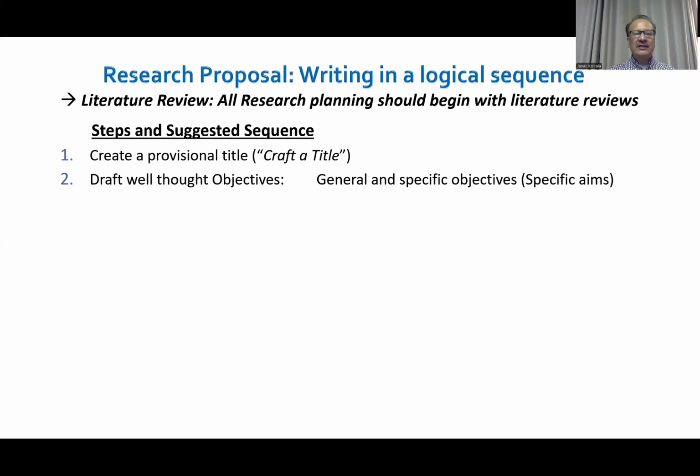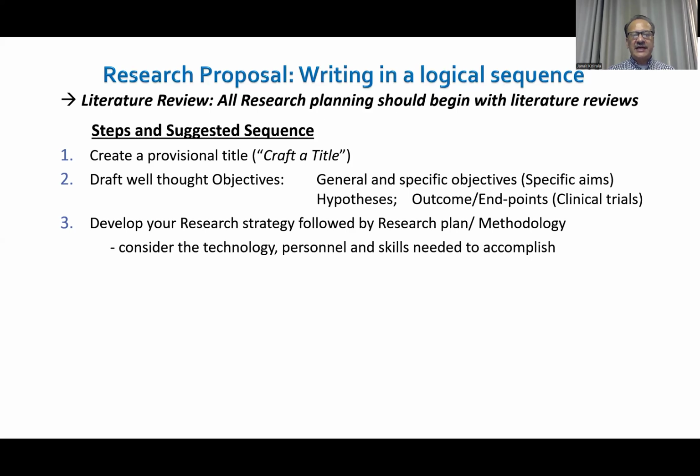Then draft well thought out objectives. Generally, we write general and specific objectives or specific aims, which is the standard. But you may want to include a hypothesis if it's hypothesis-driven research, or outcomes or endpoints, especially if it's a prospective study like a clinical trial or a prospective cohort study.